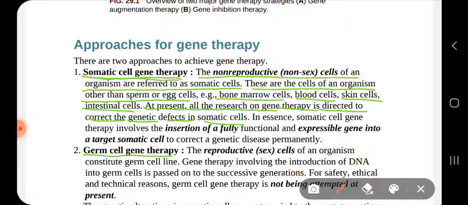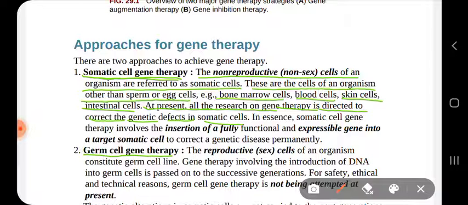Well, sex cells can also be used to rectify a genetic disorder, but then it can be passed on to the generations. That's why an ethical issue may come, and that's why germline gene therapy is not applicable till now in humans. Well, animal models are being prepared.